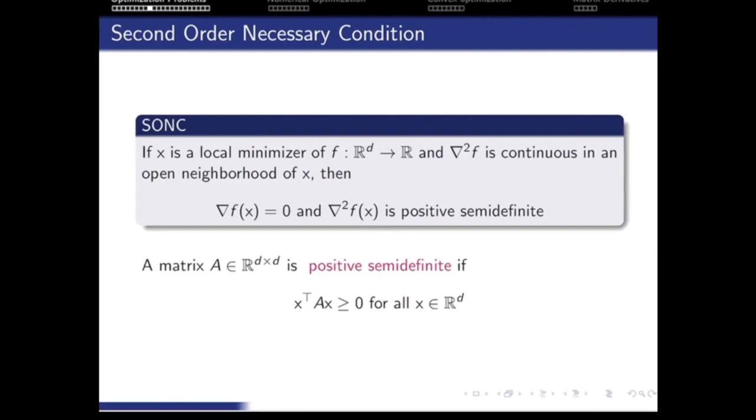And similarly, we have a second order necessary condition even for the higher dimensional case. Now we introduce the second order derivative, which is the second order gradient, also called the Hessian, which has to be continuous in an open neighborhood of x. And then the second order necessary condition for a local minimizer is that the gradient is equal to 0 and the Hessian is positive semi-definite. Positive semi-definite, we did not have this yet. It says that a matrix A is positive semi-definite if for any vector x we have that x transpose times A x is larger than or equal to 0.